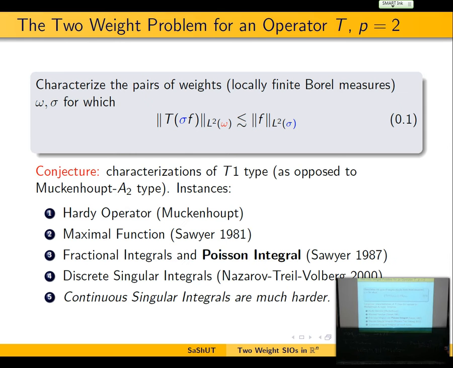So the main object of interest is we want to characterize the pairs of weights, meaning locally finite Borel measures, for which you have this norm inequality. We only do p equals 2 because basically it's the only known case. Well, there's a little bit known in general p, but basically nothing. So I have recorded here, and I will put it up later, the norm inequality here at the top of the board. And the best constant, we call it n for norm.